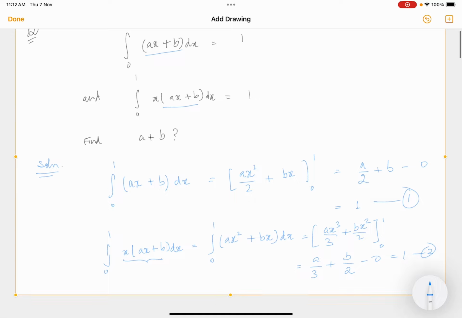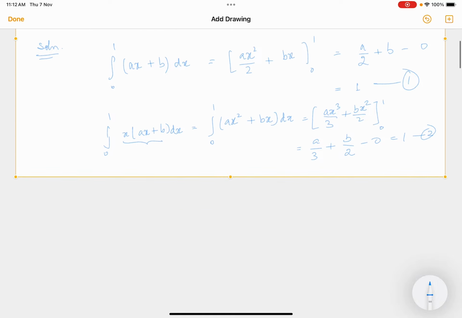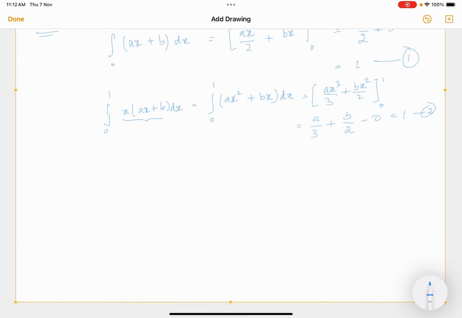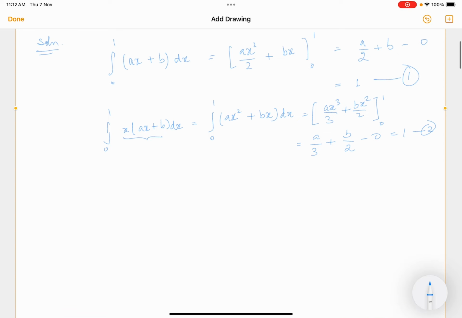Okay, so now you can clearly see I have got two simultaneous equations in terms of a and b, and I can separately solve them to figure out the values of a and b. The first equation is a plus 2b equal to 2. The second equation is 2a plus 3b equal to 6. Okay, cool. I can solve for a and b separately.